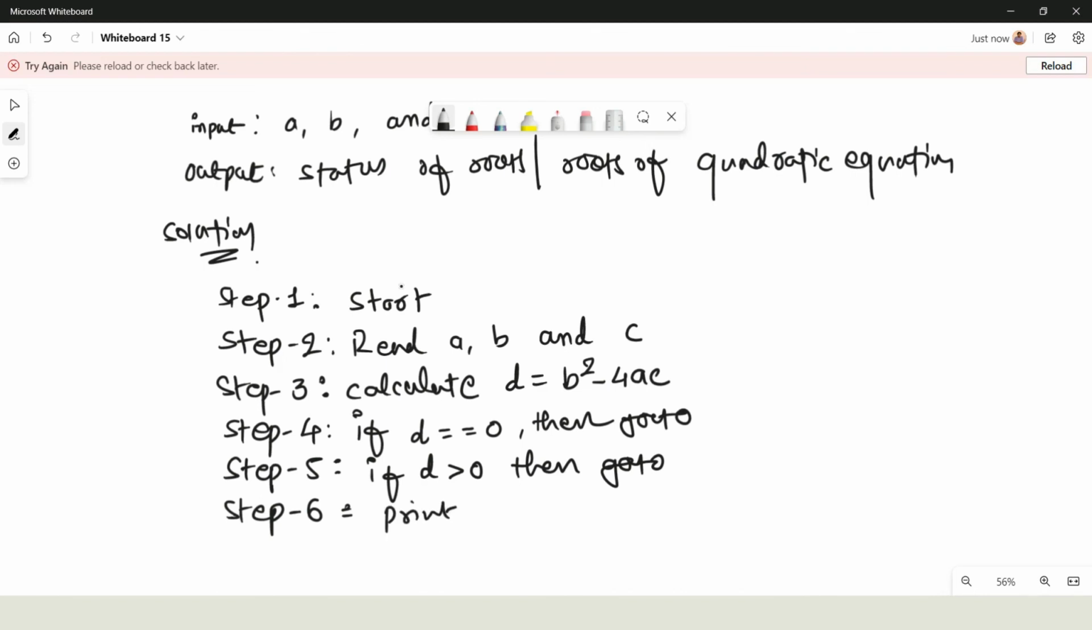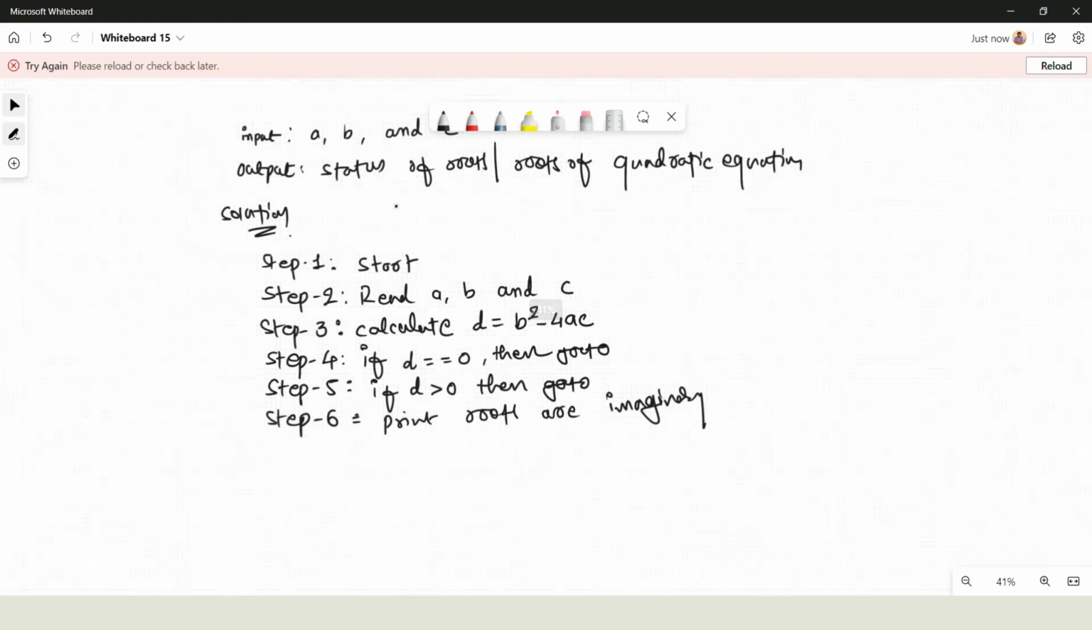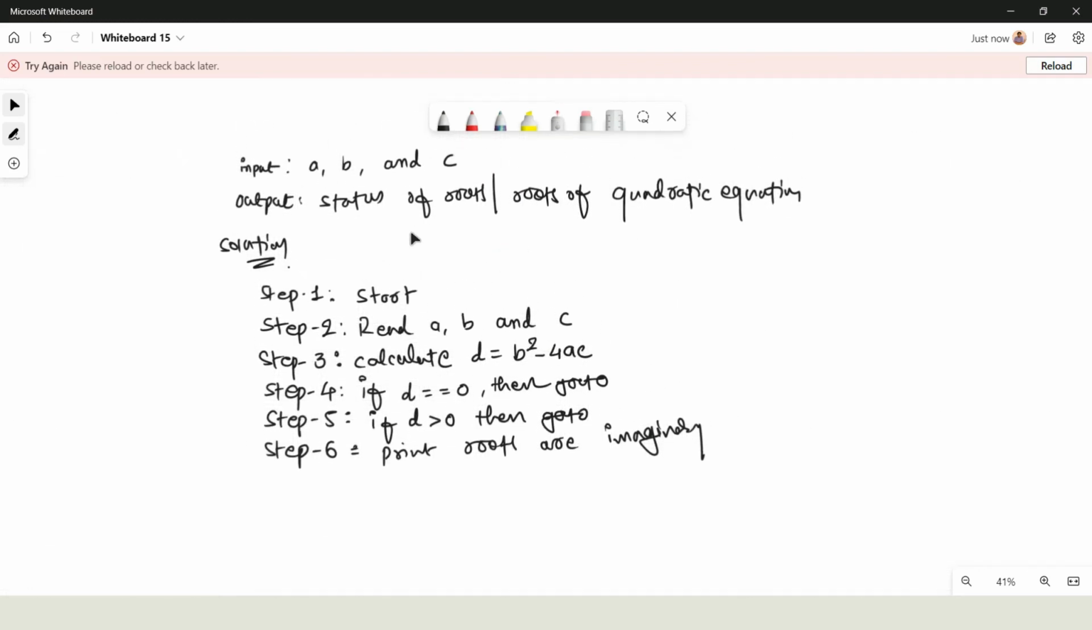print roots are imaginary. Then step 7, if d equal to 0, then the roots are print root. Okay, I will not use print here.